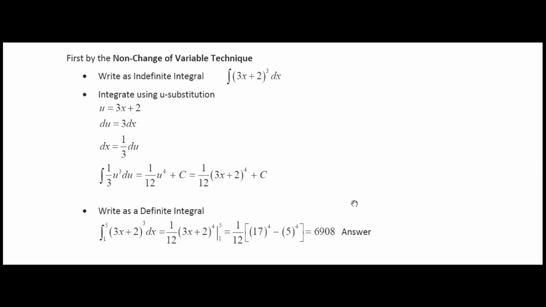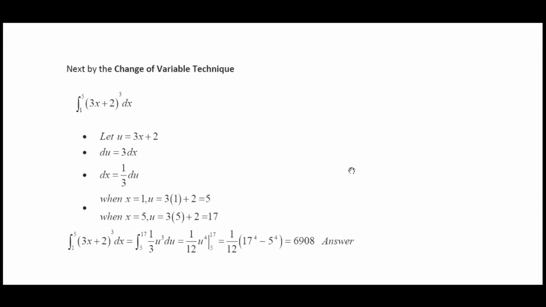So now we're going to see what the change of variable technique is all about. We're going to take the same problem we just worked, and we're going to use the change of variable technique. So we're going to start out the same way. We're going to let u be 3x plus 2. We're going to do the same thing with du is 3 dx, and dx is 1/3 du. So that means this problem is the integral of 1/3 u cubed du, just like before.